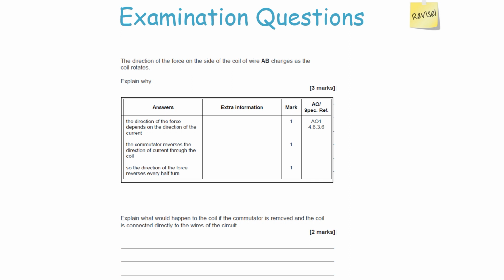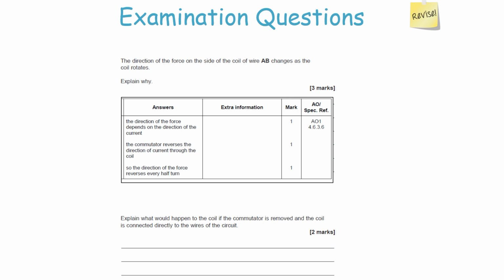Now the commutator, you've got to know the role of the commutator, reverses the direction of the current through the coil every half a rotation, so therefore the direction of the force will change every half a rotation when the commutator reverses the direction of the current at that time.